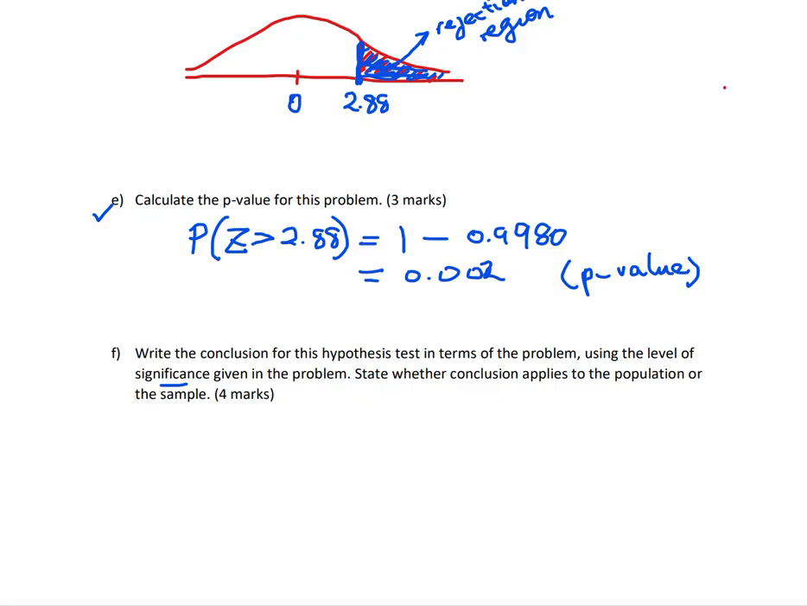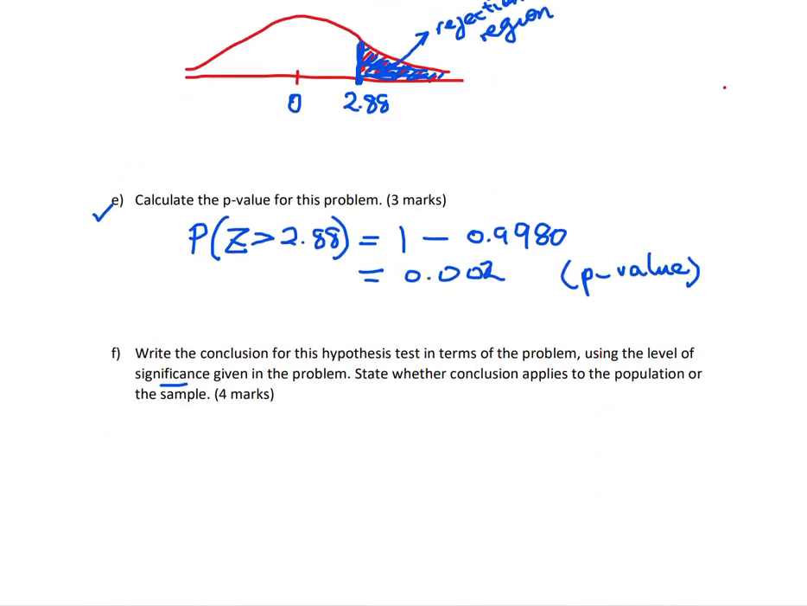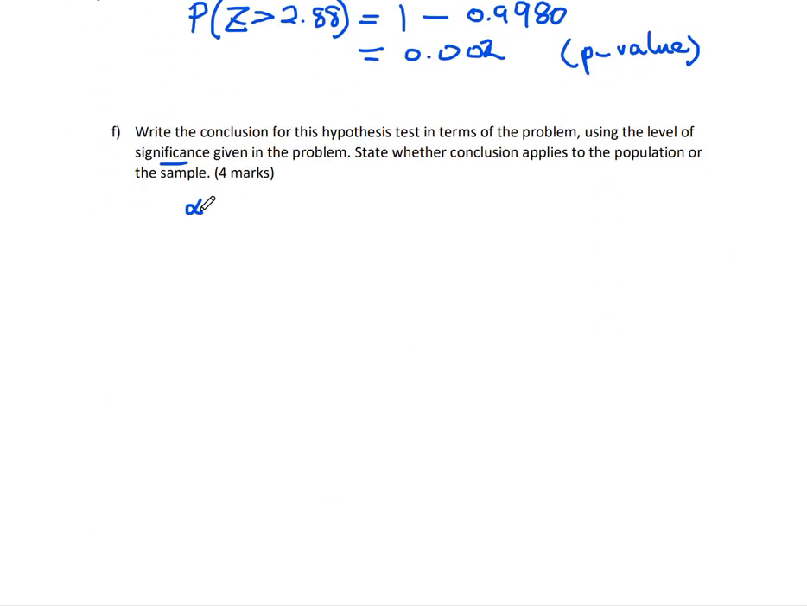Okay, so what we're going to do here is recall what the level of significance of the test is. The given level of significance here is 1%. That is called alpha. So I'm going to write down alpha, the level of significance, is 0.01 or 1%, as given to us in the problem. And the p-value, which we found, is 0.002, or of course 0.2%.